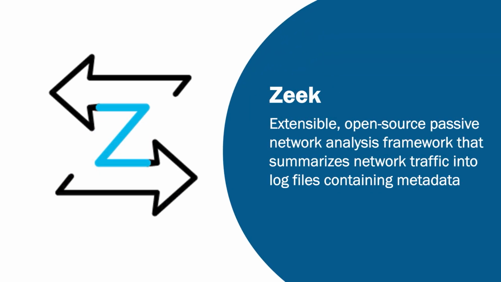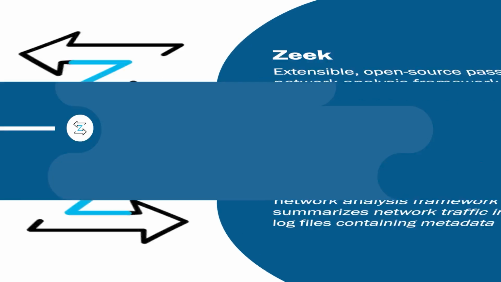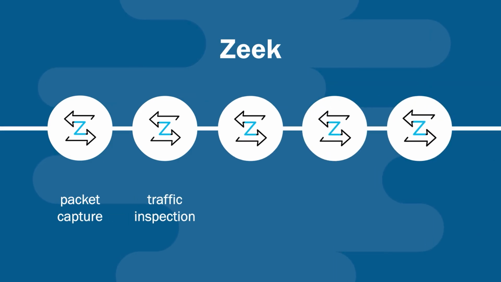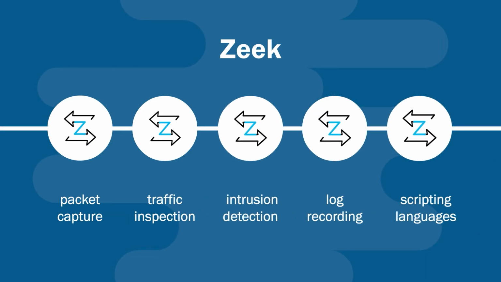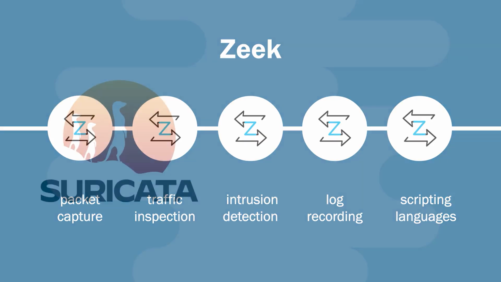For example, Zeek is an extensible open-source passive network analysis framework that summarizes network traffic into log files containing metadata. It offers packet capture, traffic inspection, intrusion detection, log recording, and its own scripting languages. These scripting languages allow Malcolm developers to extend Zeek's functionality through plugins.